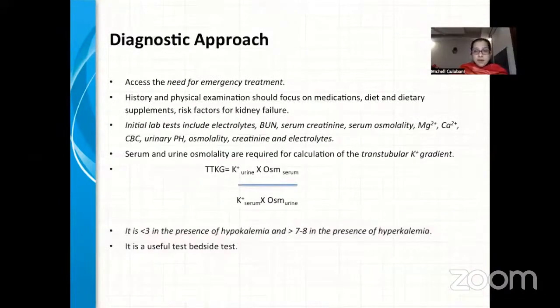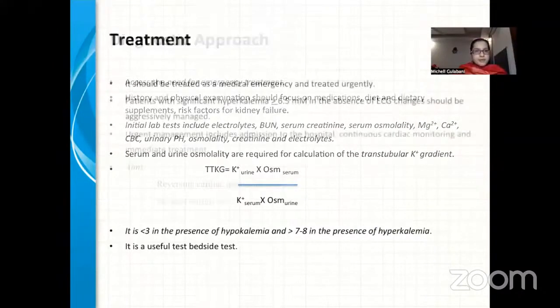Diagnostic approach: assess the need for emergency treatment, history, physical examination, lab tests, which include all the routine analysis, plus urine pH, osmolality, creatinine. Another ratio which has been used is the transtubular potassium gradient, which is calculated by this formula. If it is less than 3 in the presence of hypokalemia, and if it is more than 7.8, it presents hyperkalemia. So this ratio has been used as a quick estimate for hypokalemia or hyperkalemia.